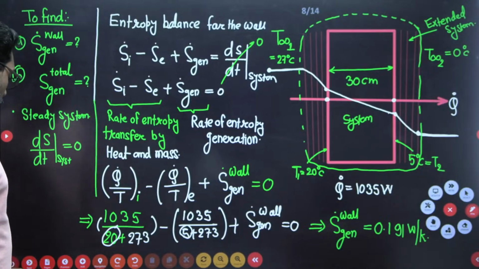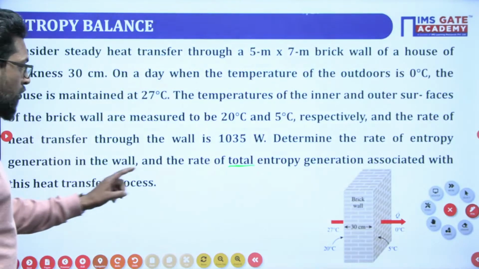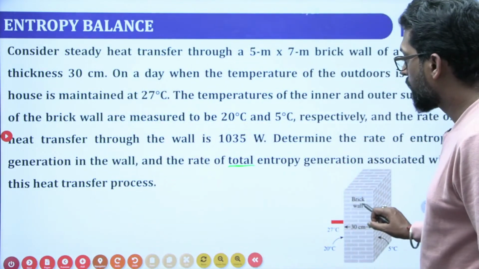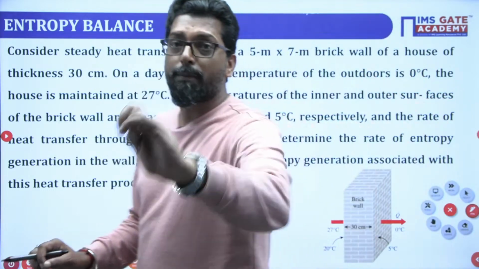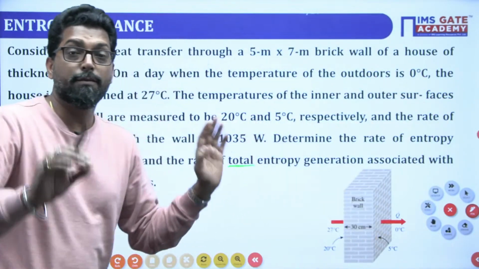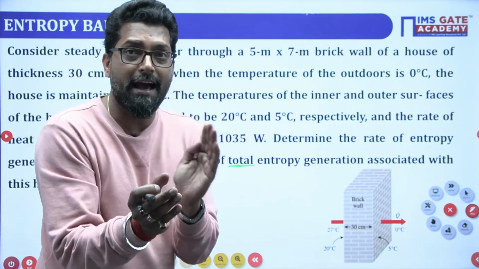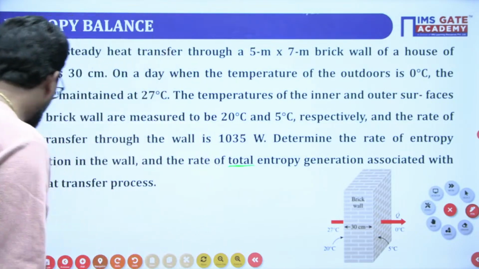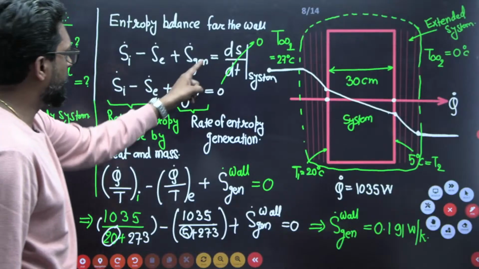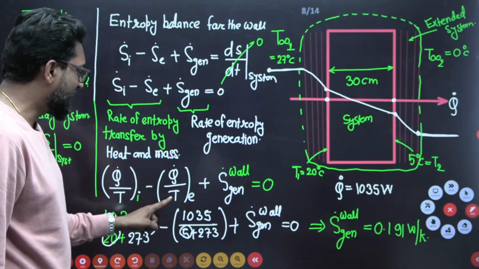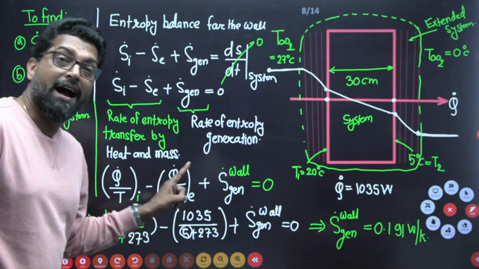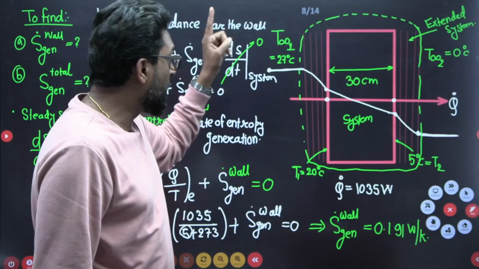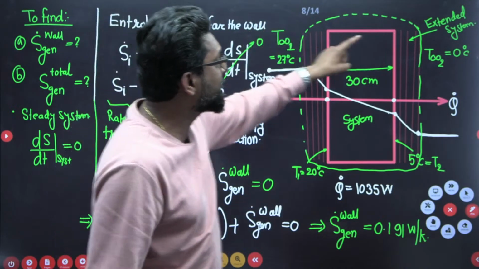Now, my dear, this is the entropy generation of the wall, within the wall. Now, what is the entropy generation due to this heat transfer? If such a question is asked, you have to find the total entropy generation. For the entropy generation of the wall, the temperature is that of the wall. Now if we find the total entropy generation due to this heat transfer, in that case we must put the temperature at the immediate extended system.